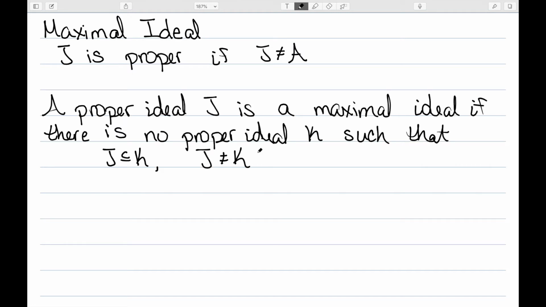Next, let's look at a maximal ideal. First, if J is an ideal of a ring A, then we say it's proper if that ideal is not equal to the entire ring, so if J is not equal to A. We then say a proper ideal J is a maximal ideal if there's no proper ideal K such that J is a subset of K and they're not equal. In other words, J is not contained in any strictly larger proper ideal. So any other ideals that contain my proper ideal J would have to be equal to the entire set.